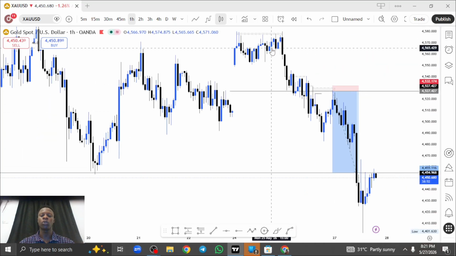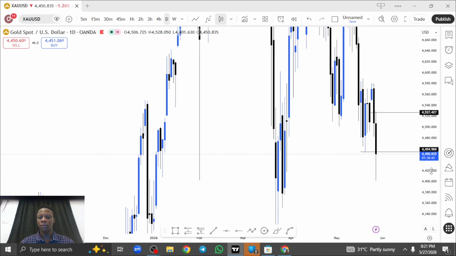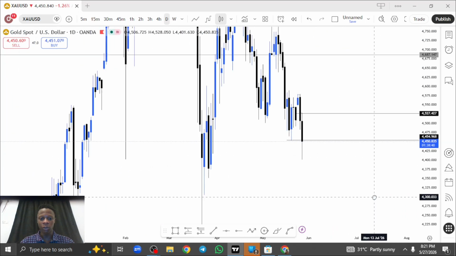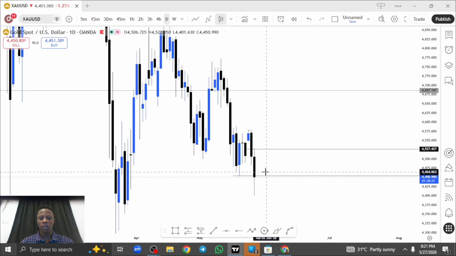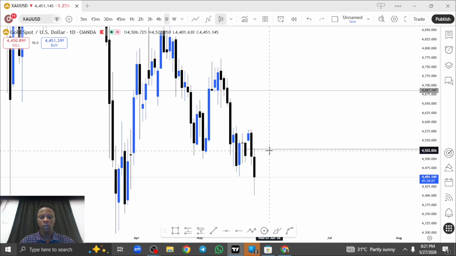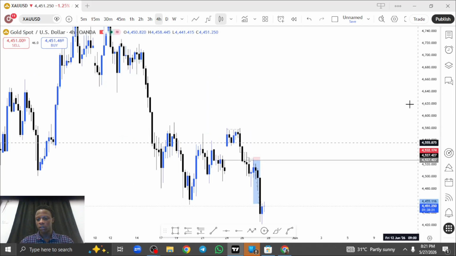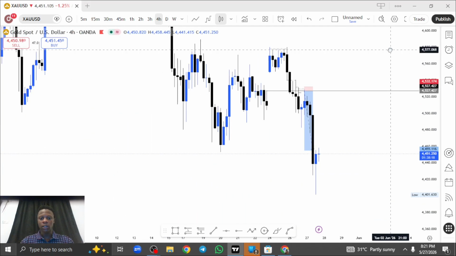So firstly, I go to the higher time frame. If it's the morning, I go to the daily. Apart from morning, I go to the 4 hour time frame. In the daily now, you can see there's pretty much nothing there. Let me take this out. Alright, so let's go to the 4 hour time frame. 4 hours should be my highest time frame.